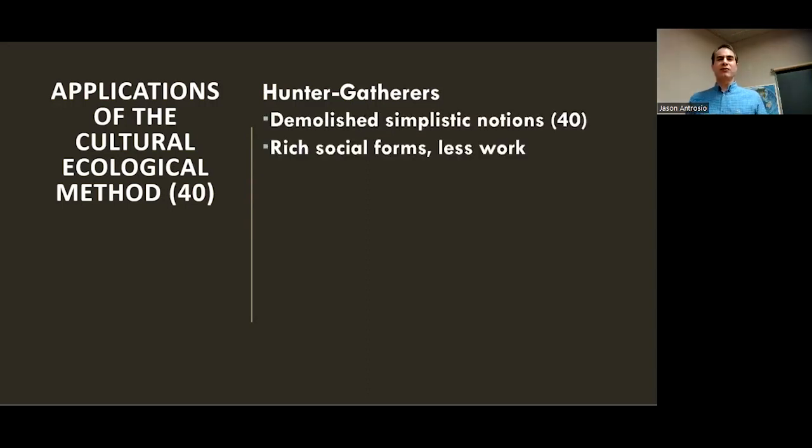No, it turns out that anthropologists demolish these simplistic notions about hunter-gatherers, as many of you who have been with me in intro and other classes know. In fact, they have these rich social forms, and to meet your basic needs in a hunting and gathering society, you need to only work about 15 to 20 hours a week. Rest of the time, you can be dancing and telling stories, playing music, doing all the cool stuff of life. So that's a fun thing to learn, that we demolish those simplistic notions about hunters and gatherers.